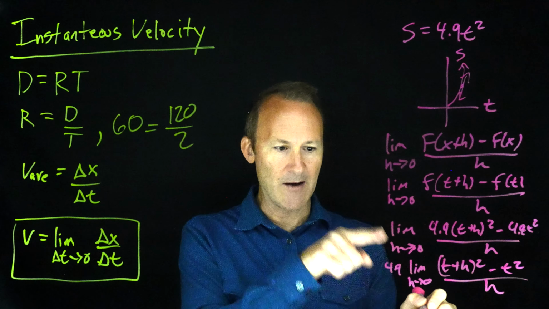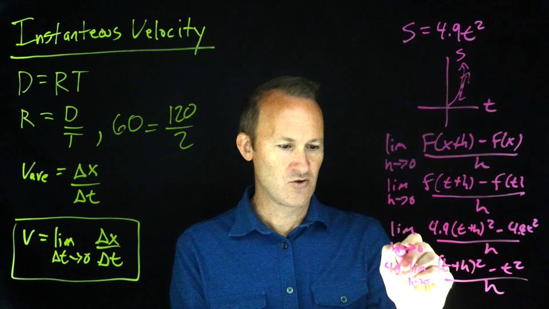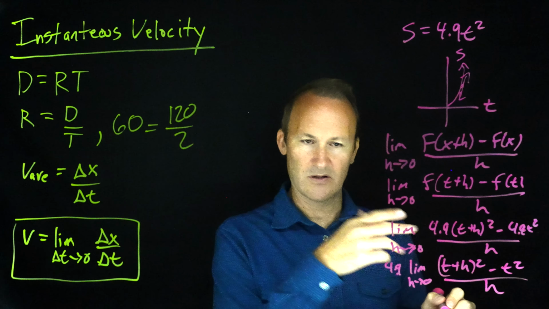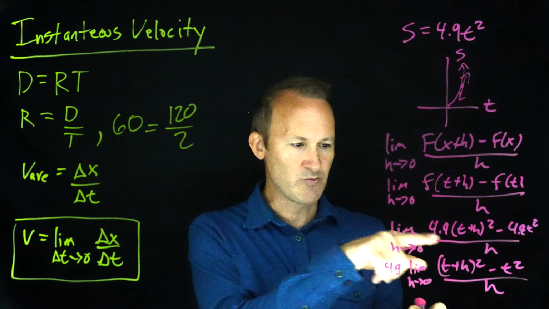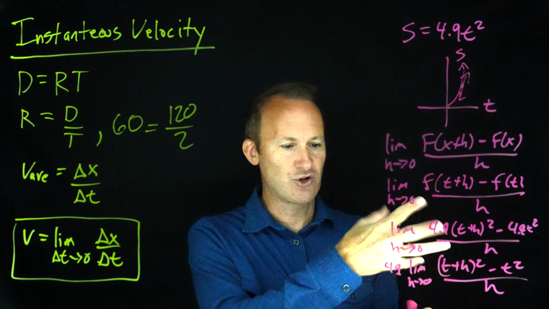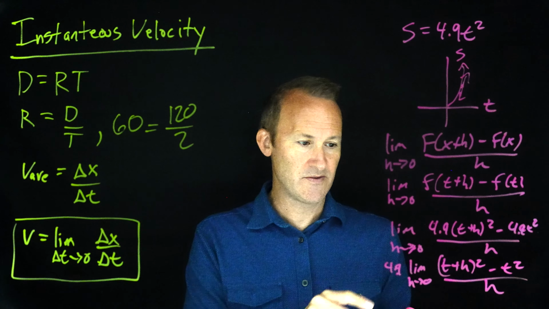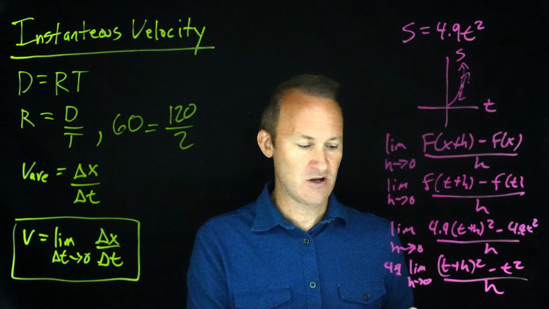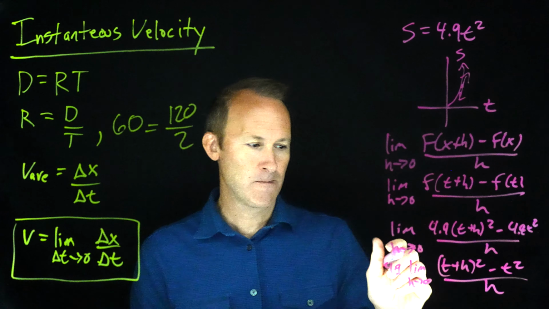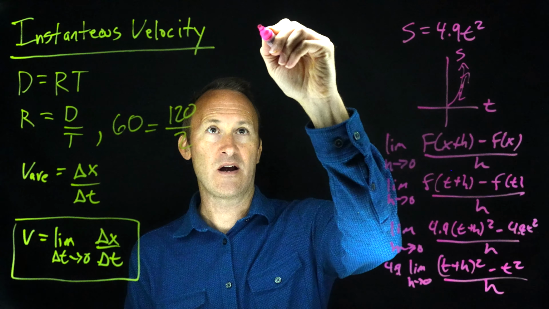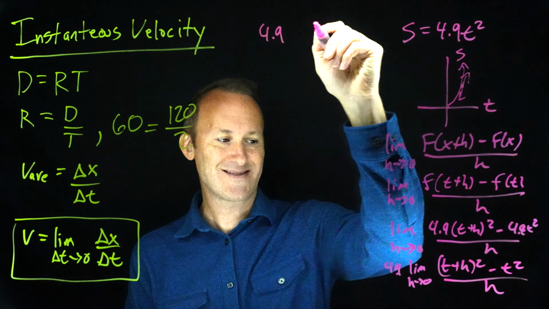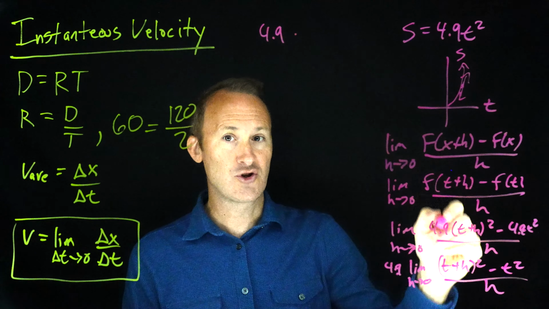And we've done that before. You could multiply it out, you could cancel the h, and what will you be left with? You'll be left with 2 times the variable. So what we end up with is 4.9 times 2t.